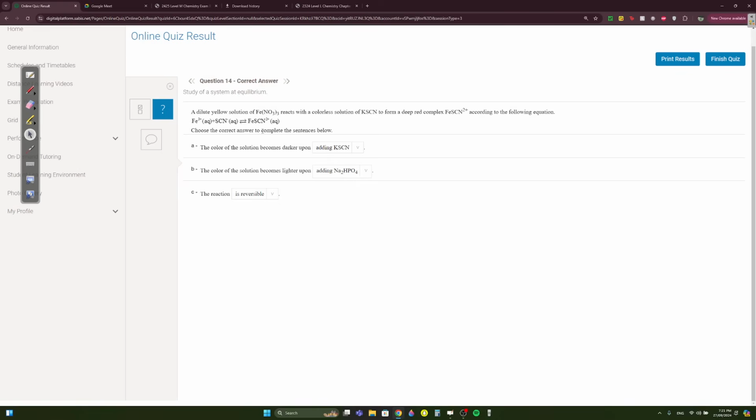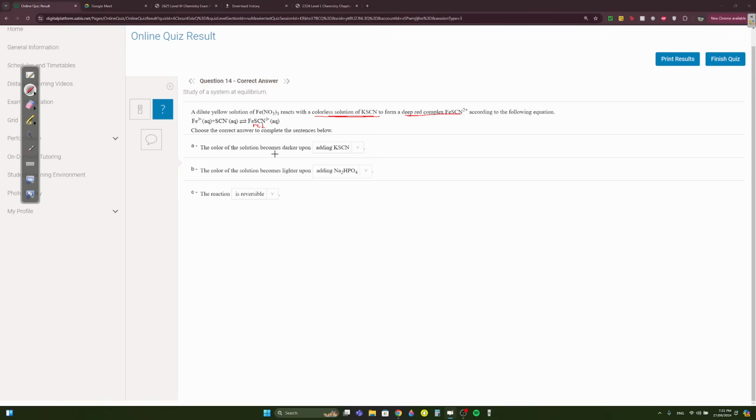Reacts with a colorless solution. Okay, usually they write the colors for you, but here they gave it in the question. So FeNO3 is yellow. KSCN is deep red. No, sorry, KSCN is colorless. Deep red is FeSCN. So here it's deep red, or dark red.